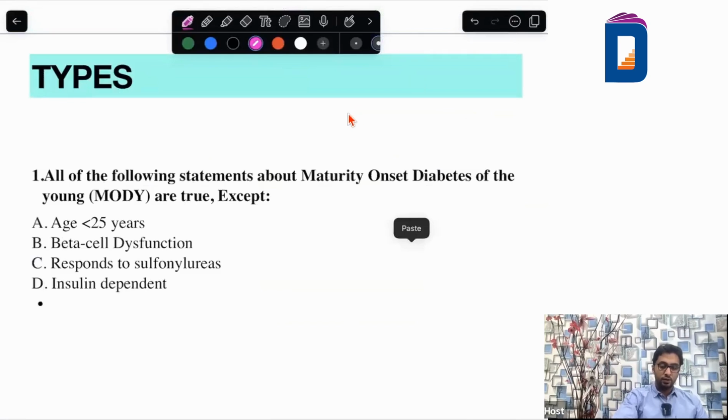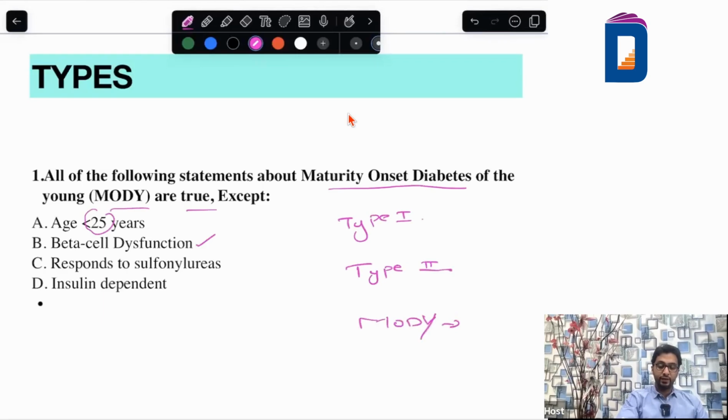What's your answer for this? All of the following statements about maturity onset diabetes of the young, MODY, are true except. Age less than 25 is a typical age of MODY. Beta cell dysfunction, so yes, we said type 1 is autoimmune, type 2 is insulin resistance. This is MODY, where beta cells don't function. Basically, try to differentiate between type 1 and type 2 in this pathophysiology area. Type 1 is autoimmune destruction.